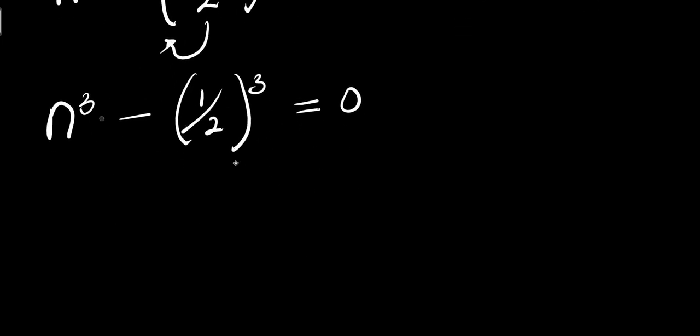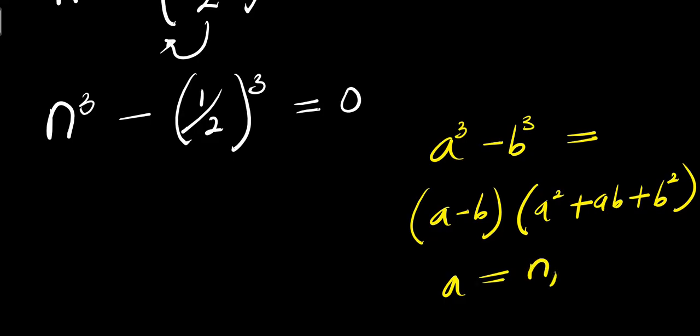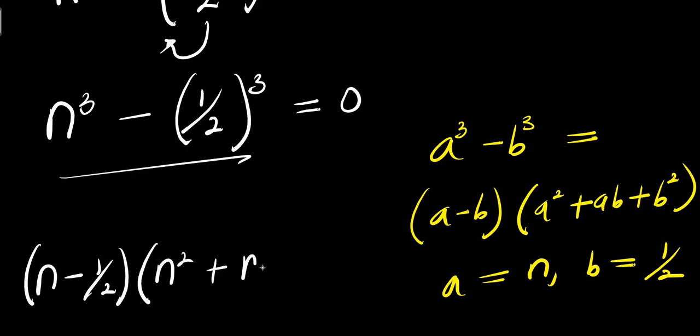So next step is to expand this. If you have a power 3 minus b power 3, this equals a minus b times a squared plus ab plus b power 2. In this case, my a is n and my b is 1 over 2. So I will apply it right here. That means I will have n minus 1 over 2 times n squared plus n times 1 over 2 plus 1 over 2 to the power of 2, and this equals 0.